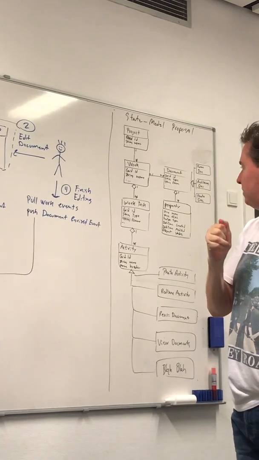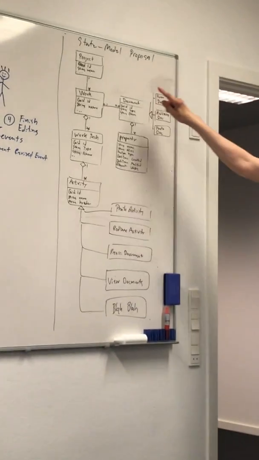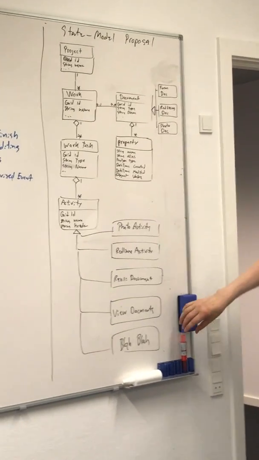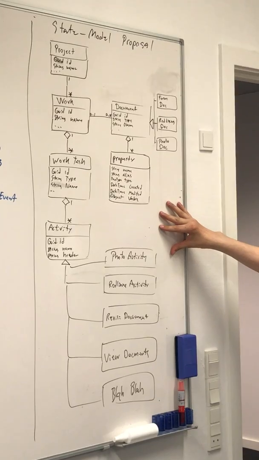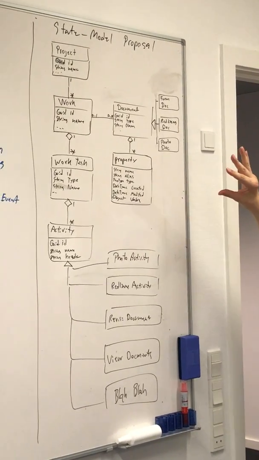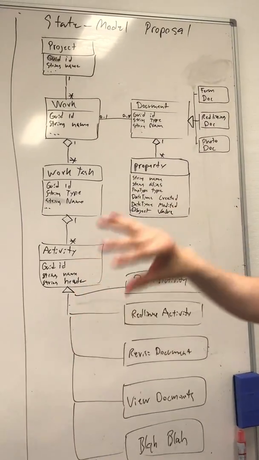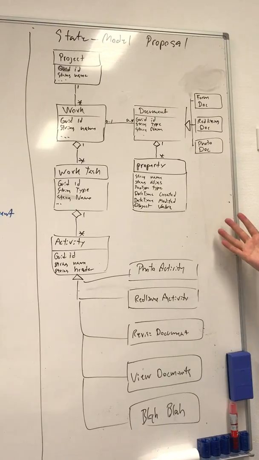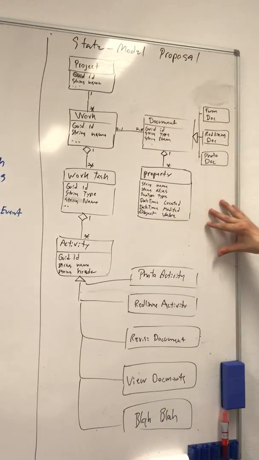I don't know if it makes sense, but I hope so. Over here, can you see this diagram here? I have made a diagram of the state model. This is just an example. How you create the state from the events is actually up to you guys, but this is how I think of it.